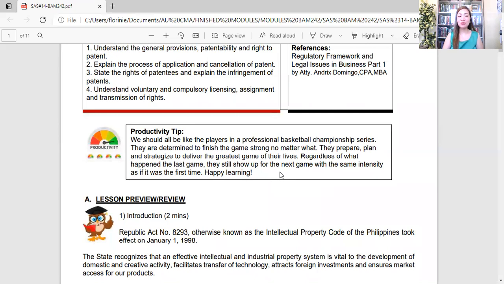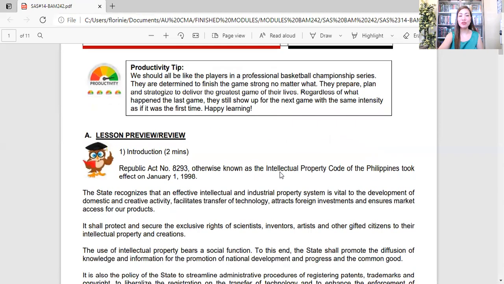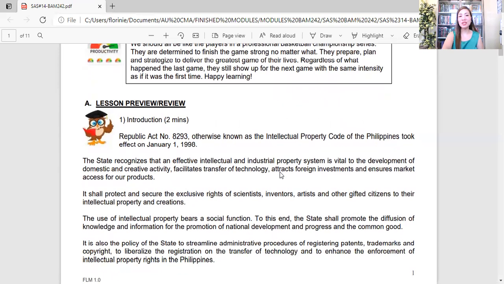This is our lesson preview. You should know for a fact that the Intellectual Property Code of the Philippines took effect on January 1, 1998, and it is the Republic Act number 8293. Again, Republic Act number 8293, otherwise known as the Intellectual Property Code of the Philippines. In this particular preview, it shows you how important it is for us to have a law like the Intellectual Property Code of the Philippines.